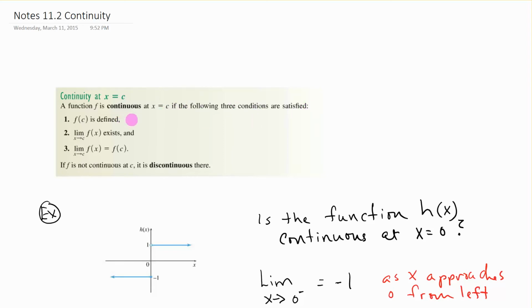f of c is defined. The limit of f of x as x approaches c does exist, and that 1 and 2 are equal. The limit is equal to f of c. If f is not continuous at c, it is discontinuous there. So ultimately, we have to have an f of c. It has to be defined. There has to be a limit that is there, and those two things have to be the same.